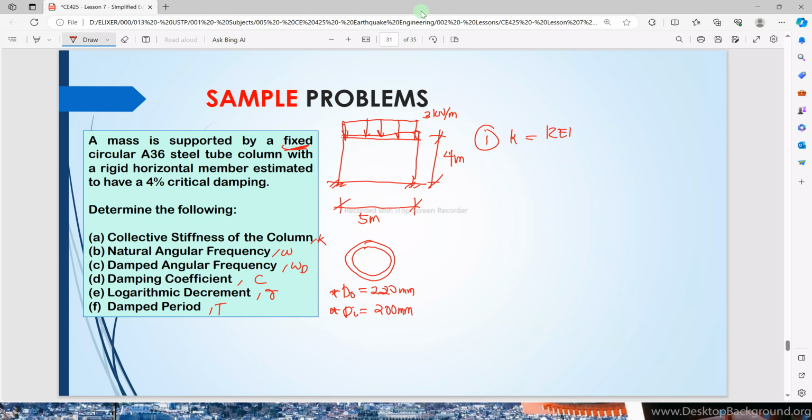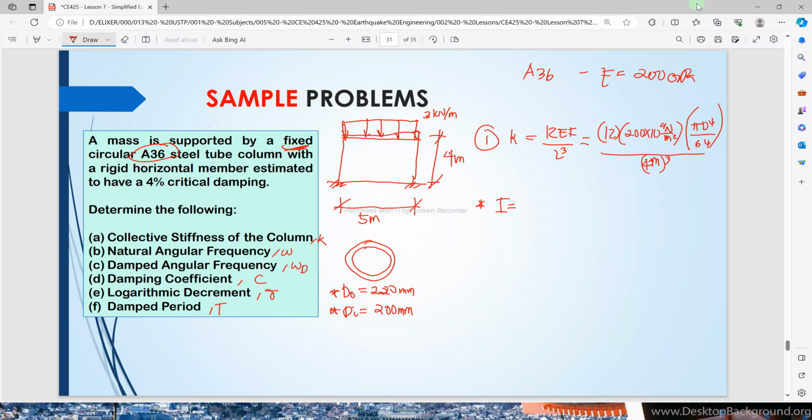K is equal to 12 EI over L cubed. We have our L, our I is yet to be solved, and our E is determined from this A36 steel tube. For the A36 steel tube, E is equal to 200 GPa. So we have 12 times 200 times 10 to the 9 Newton per square meter times I. The moment of inertia of a circle is equal to pi d to the fourth over 64. Just leave it like this, and then over 4 meters cubed.